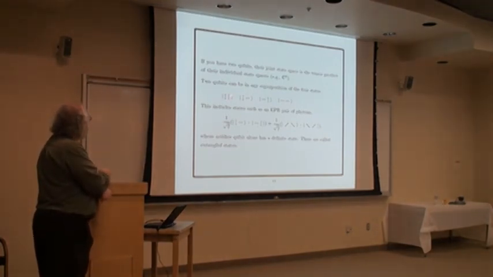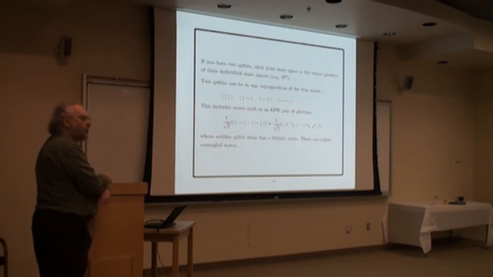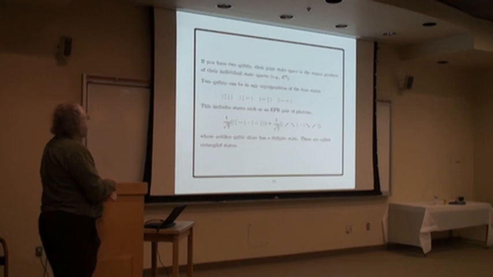And I could have written ket vertical polarization, tensor ket vertical polarization. This is an easier way to get the same thing. So this is the first quantum bit, this is the second quantum bit. And this includes states such as an EPR pair of qubits, 1 over root 2, vertical-horizontal minus horizontal-vertical, which turns out is the same thing as 1 over root 2, right diagonal-left diagonal, minus left diagonal-right diagonal.